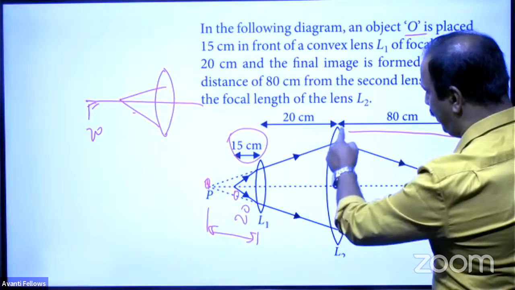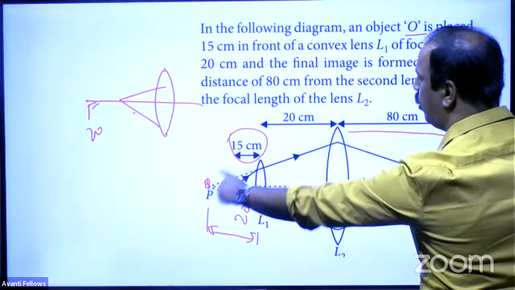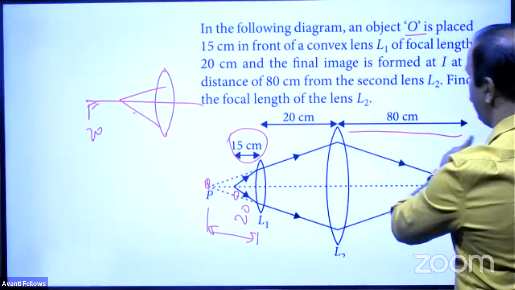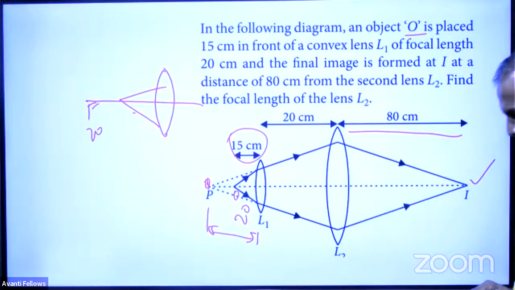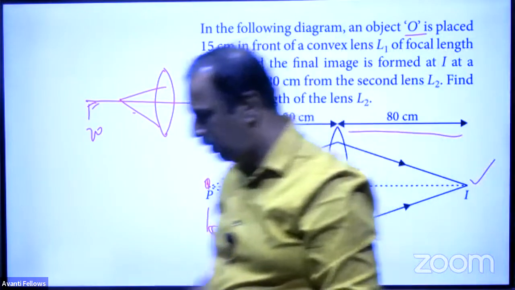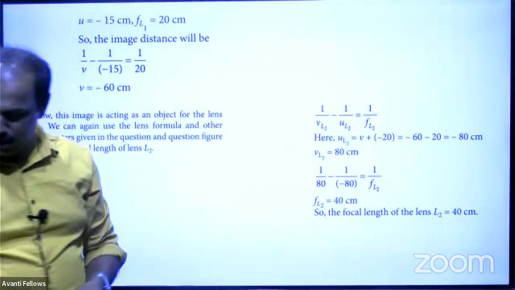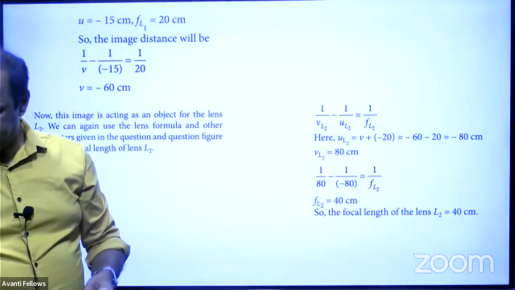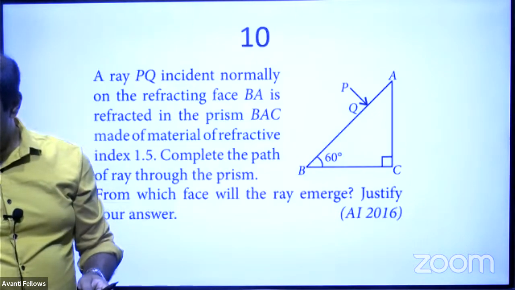Now what happens for this lens? The object is here, that is 20 plus that value. The total value is the object distance, and this is the image. Object is there, image is here, and you can find out the focal length. Okay, let me see whether it is done. Okay, the same way it is done. So they are getting this 40 centimeters. The calculation is the same only. I told you the same steps are there.